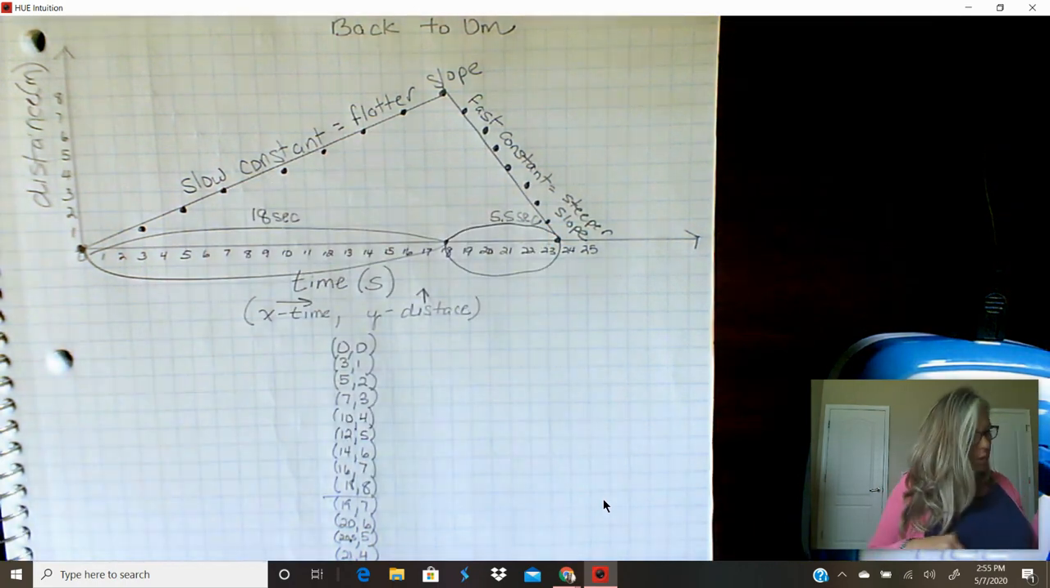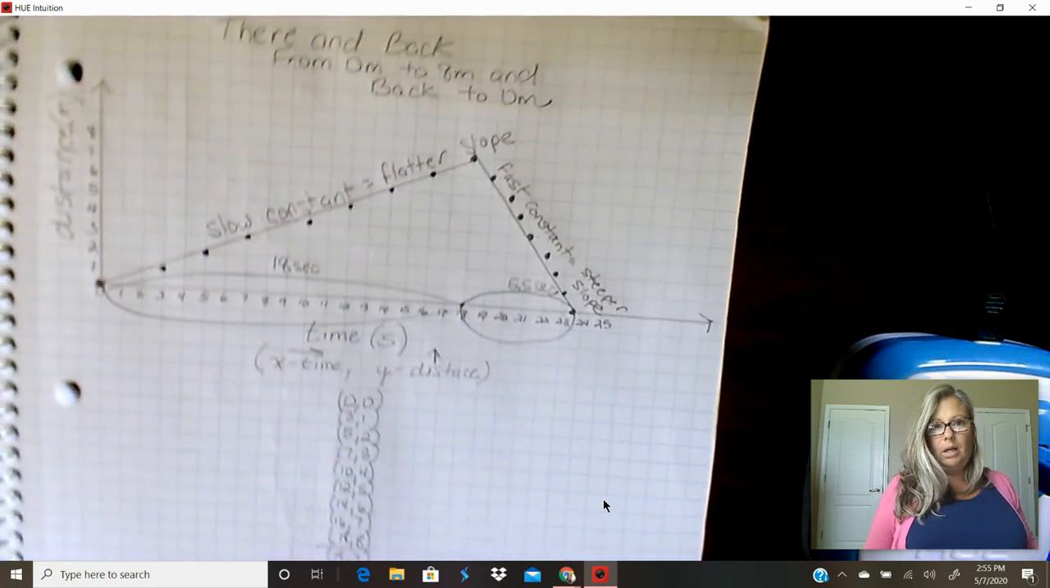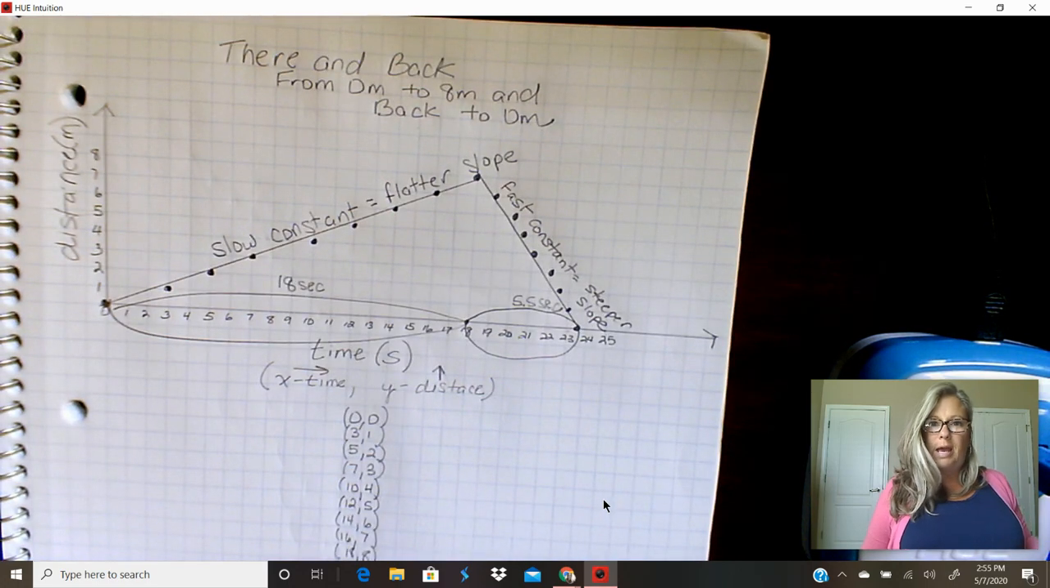All right, good work, y'all. Thank you for all your attention to my video. All right, and this graph is called There and Back, from 0 meters to 8 meters and back to 0 meters. It's super catchy.